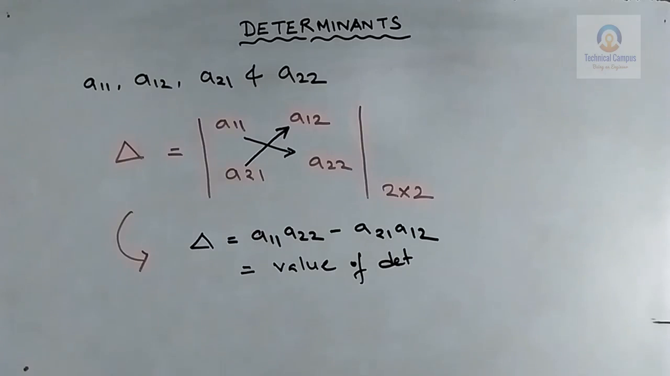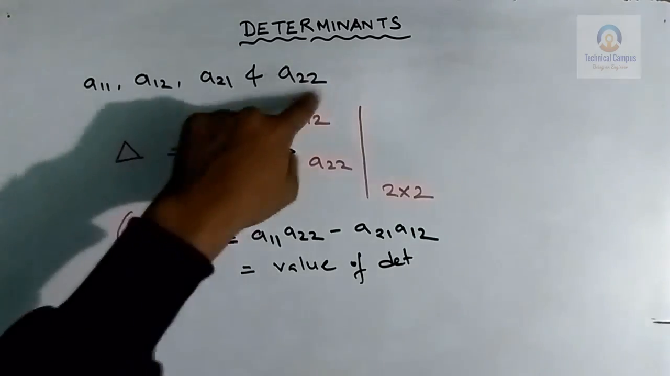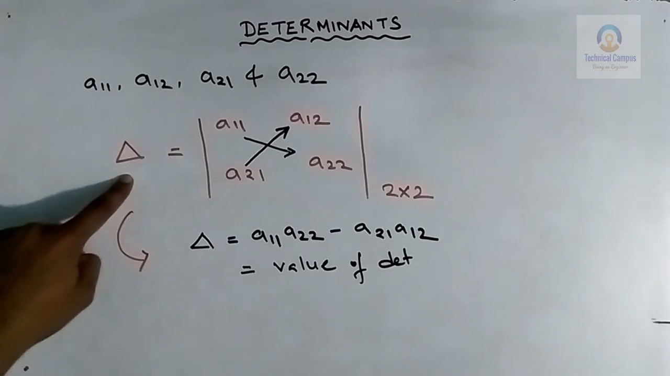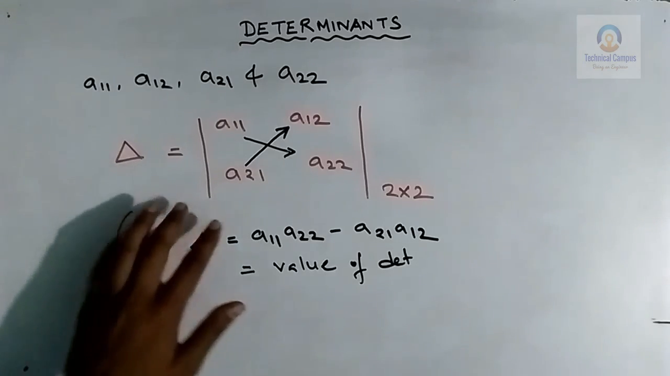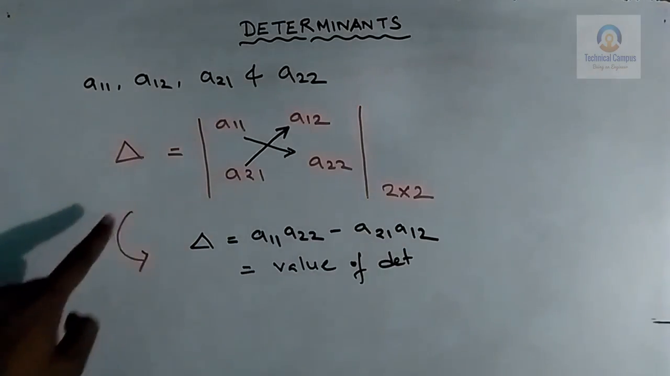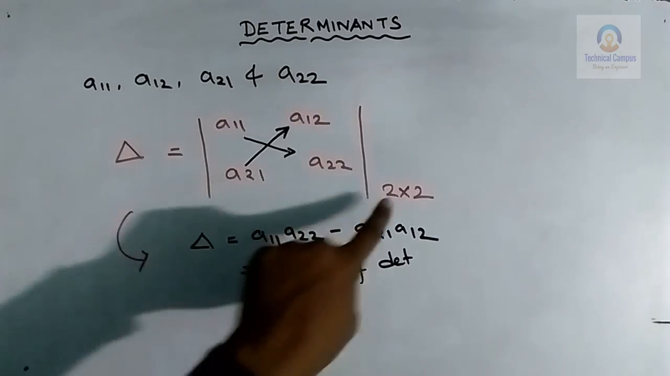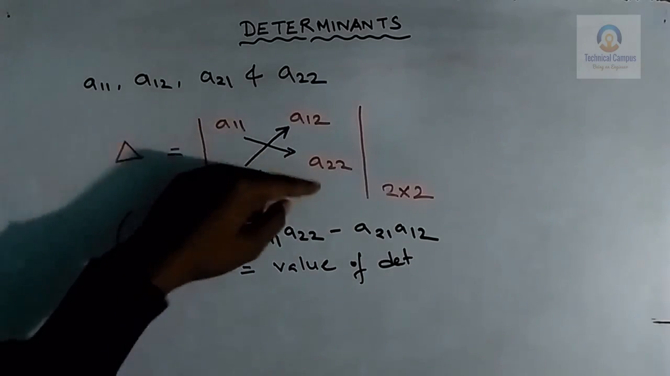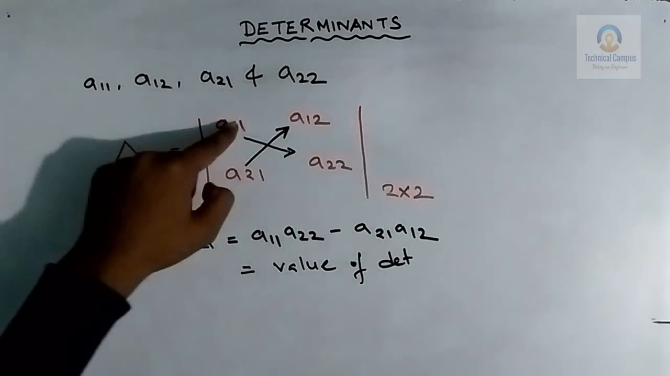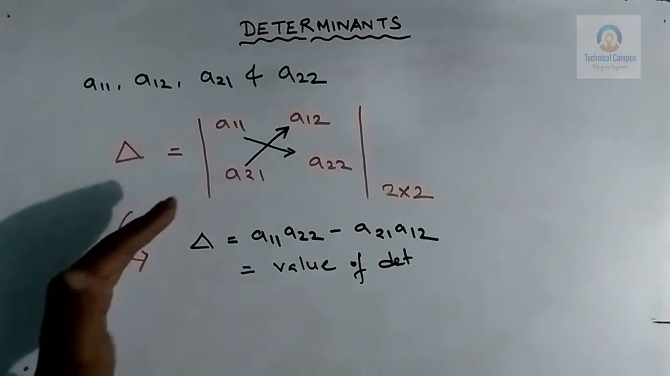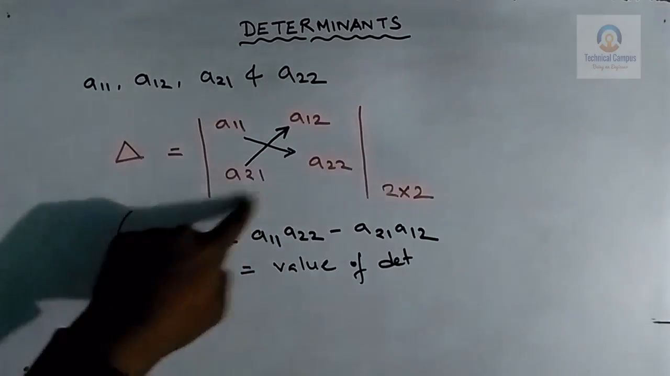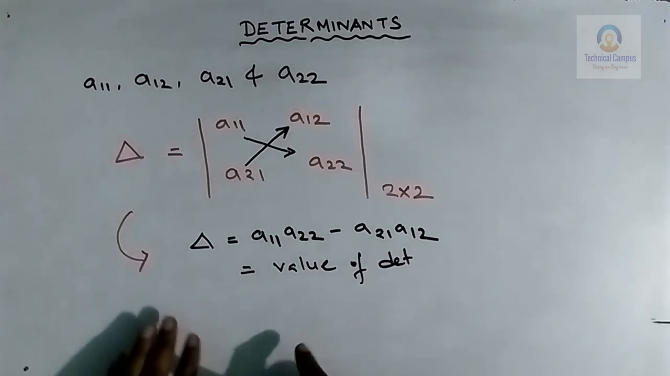So let us revise. Suppose we have 4 numbers A11, A12, A21, A22, and this symbol delta is known as the notation of determinants, and we represent the arrangement like this under two single vertical lines. This arrangement is known as a determinant of order 2, and the value of the determinant can be calculated this way from left to right. The easy way is that you just put a cross between the numbers and give the head of the arrow towards the right direction. So A11 into A22 minus A21 into A12. The value will be known as the value of the determinant.